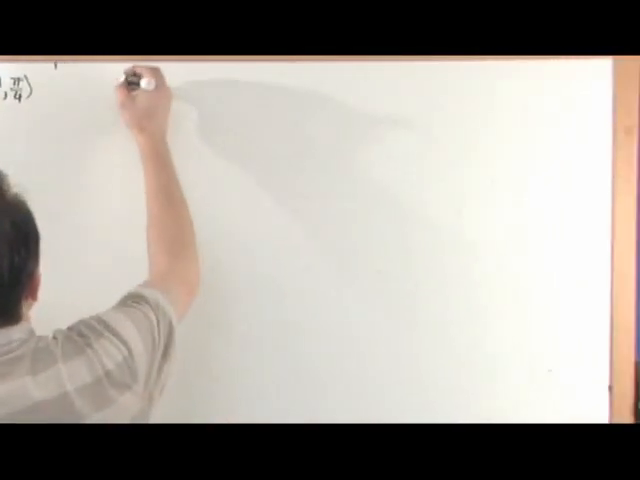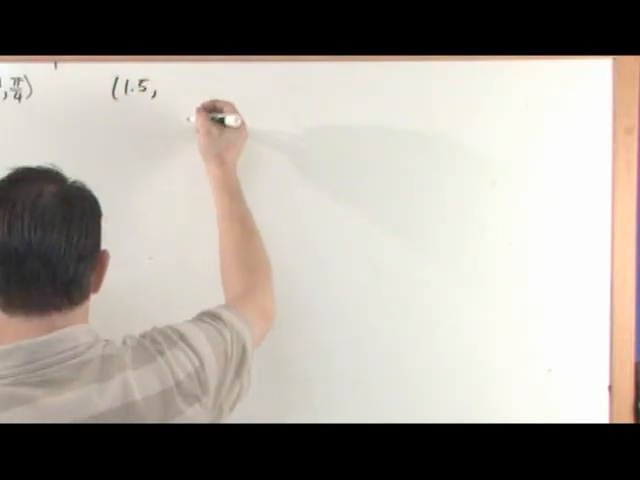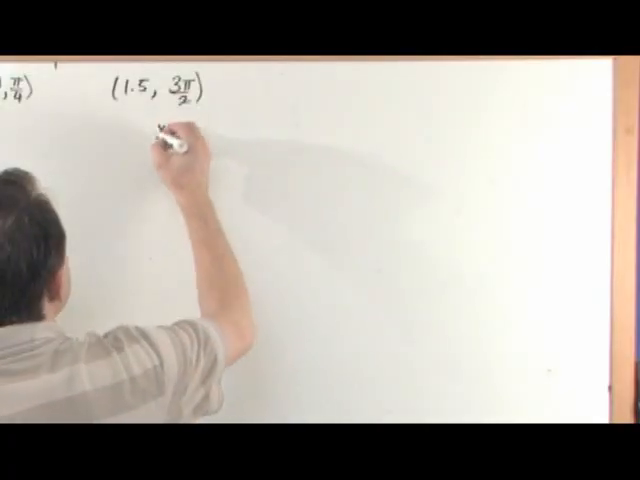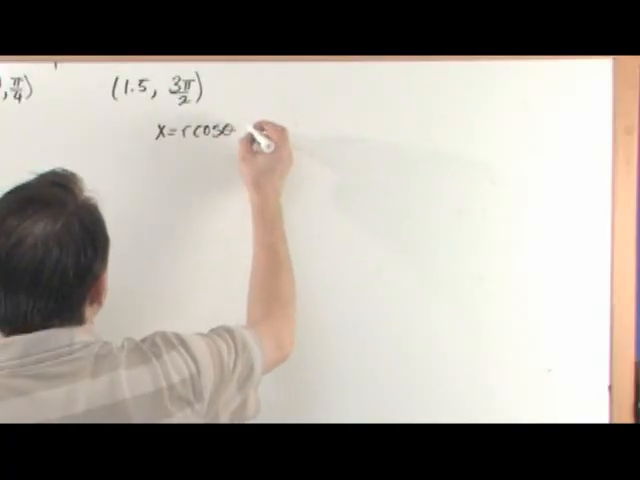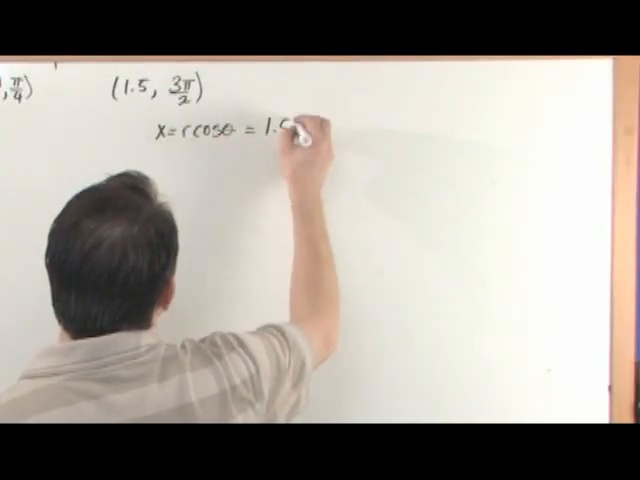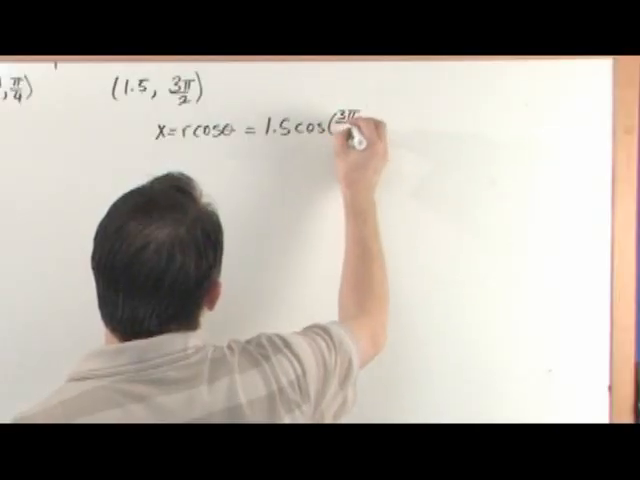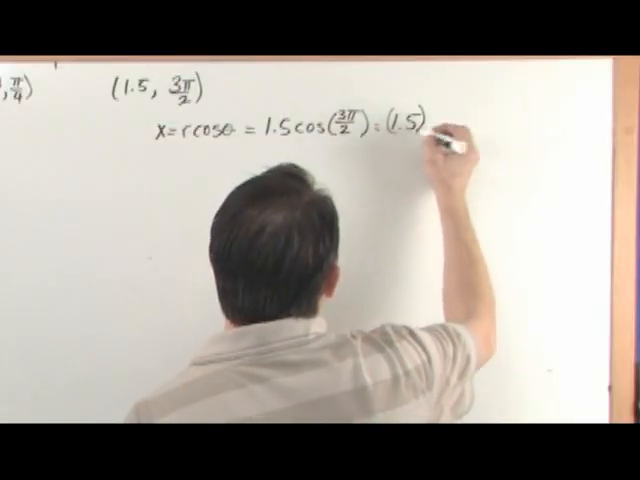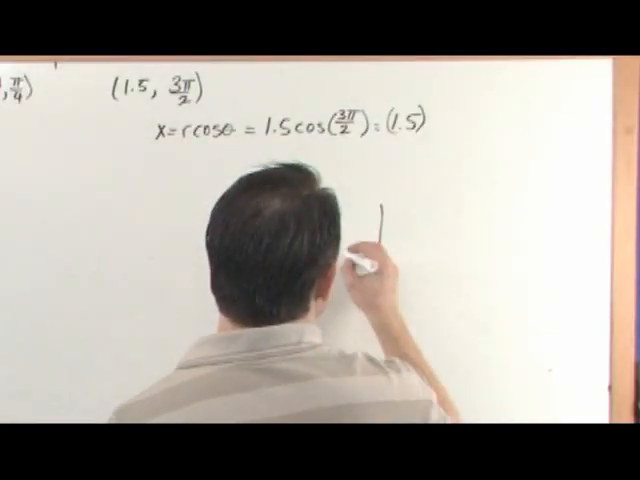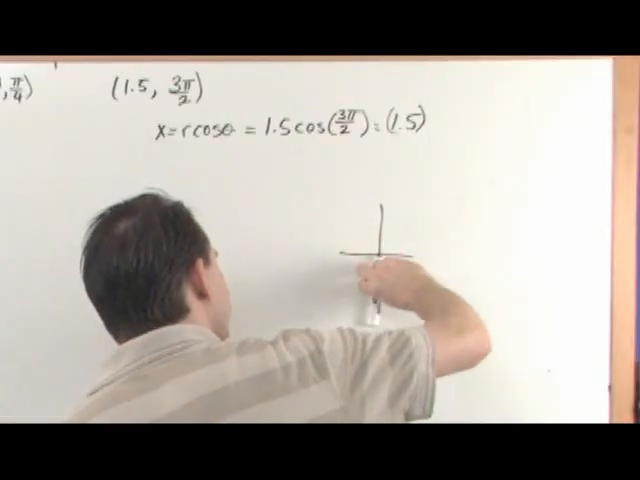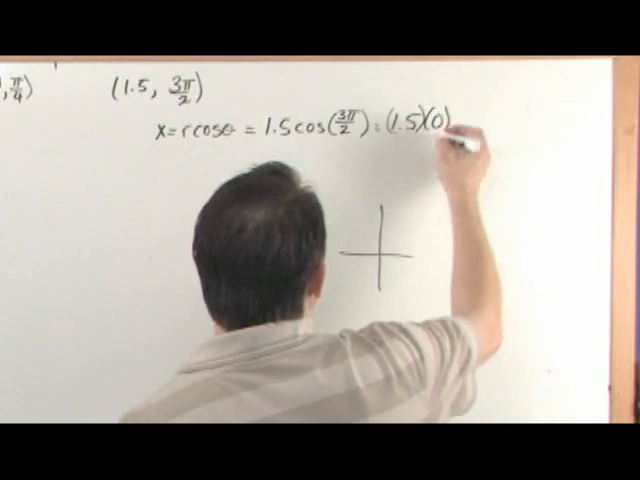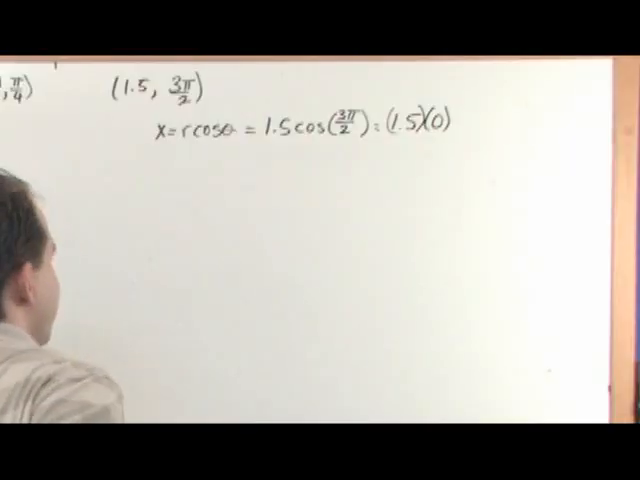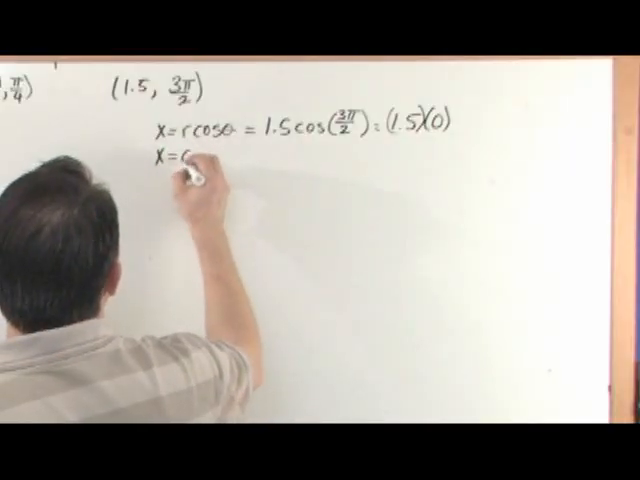Let's say I was given a polar representation, which is 1.5 comma 3 pi over 2. Well, x is equal to r cosine of theta, which is 1.5 times cosine of 3 pi over 2. What is the cosine of 3 pi over 2? If this is your coordinate system, this is pi over 2, 2 pi over 2, 3 pi over 2. So the cosine of that is 0 because it lies along the y-axis. So obviously x is equal to 0.